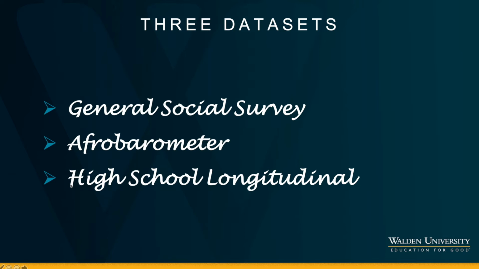Now I'd like to take you to SPSS to take a look at the program, discuss the different viewpoints, and show you 3 data sets that you'll be working with. The names of the data sets are General Social Survey 2014, GSS is the abbreviation, the Afrobarometer, and the High School Longitudinal Data Set. These are 3 real data sets which will allow you to bring interesting social change interpretations.